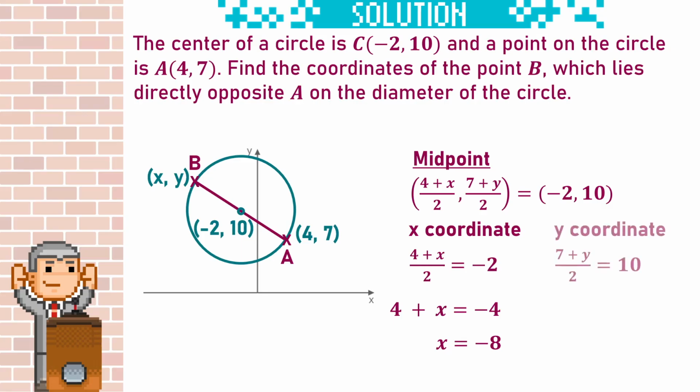Next we're going to look at the y coordinates. And we can see that 7 plus y over 2 is 10. And times both sides by 2, 7 plus y is 20, and then we're going to take away that 7, so y is 13. So the coordinates of our point B will be minus 8, 13.